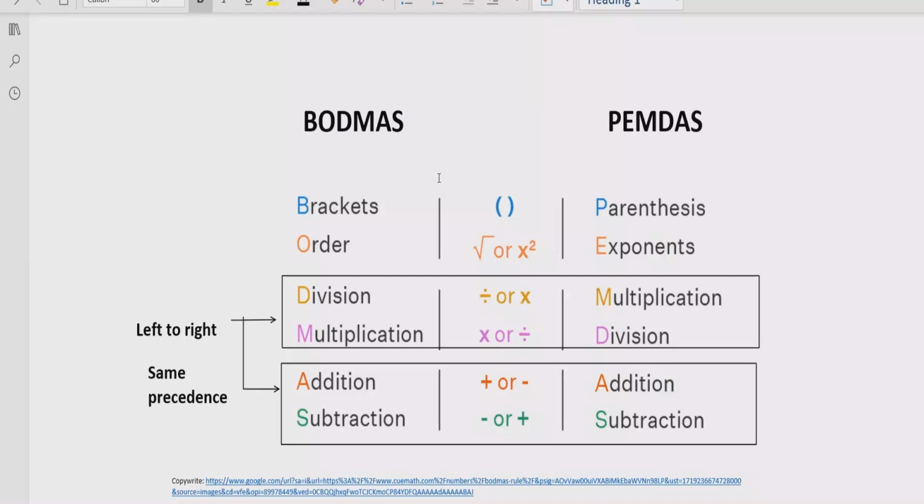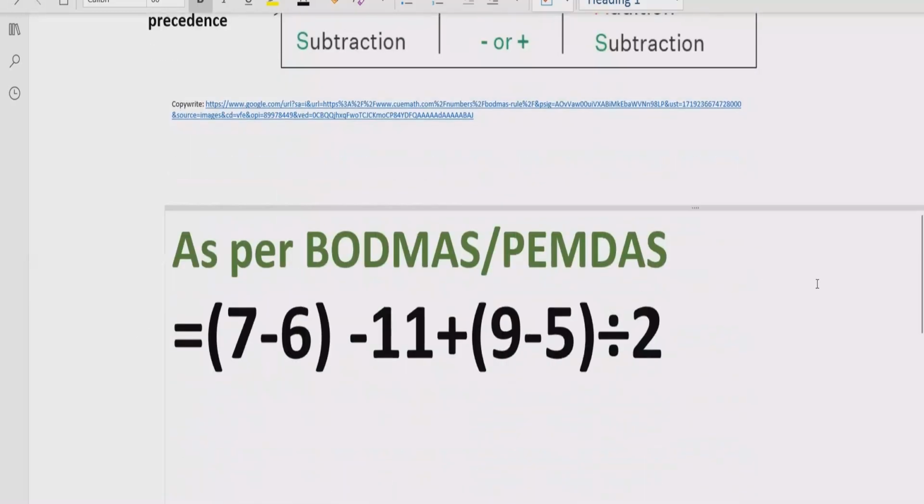Step number 3 is you have to solve division and multiplication. Both have similar precedence, so you can solve any of them which is coming first. Similarly, for addition and subtraction, we will follow the same rule. We will go left to right in our expression and find out which operation is coming. If addition is coming first, we have to solve the addition part. And if subtraction is coming first, we will solve the subtraction part. Now move forward to solve the given expression.